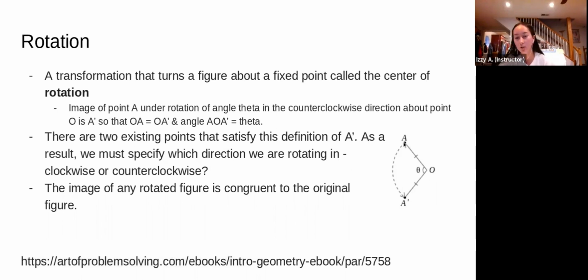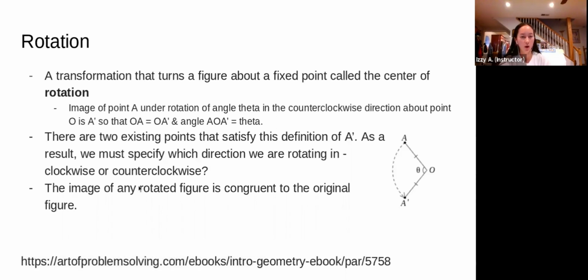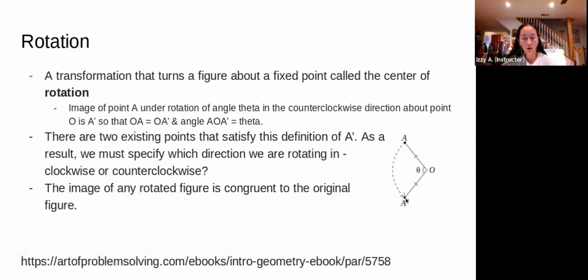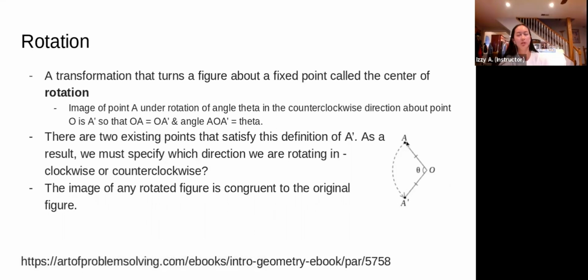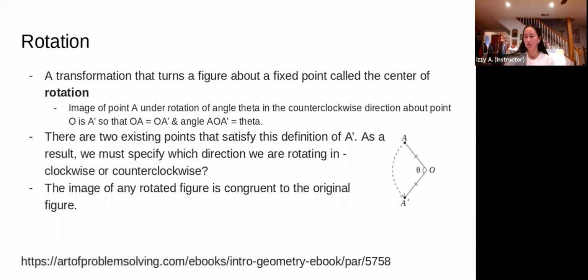So another way you could have moved this point was in the complete opposite direction. So yeah, just make sure when you're rotating something, you specify which direction you're going in. And the image of any rotated figure is congruent to the original figure. So point A is going to be congruent to the new point A', and the new point A' is going to be congruent to the old point A. So they have to be the exact same. So I'll leave us up here for a few seconds and then we can move on to the next slide.